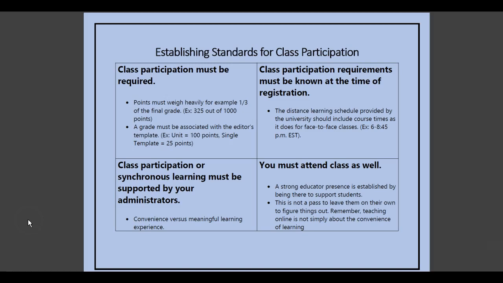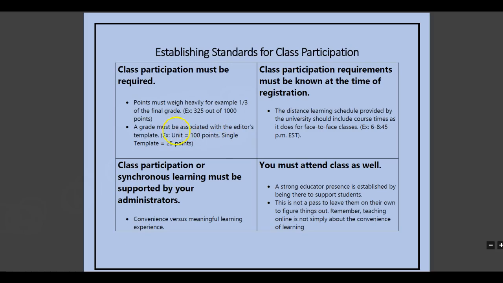So in order for that to be communicated, points must weigh heavily. For example, 1/3 of the final grade. In my course, my assignments are based on 1,000 points. 325 of those 1,000 points are allotted for class participation. Okay, each session is worth 25 points.